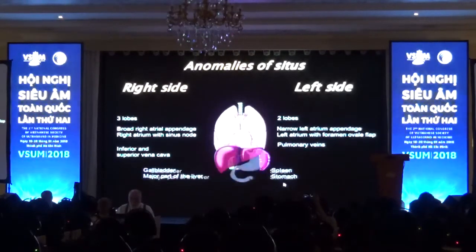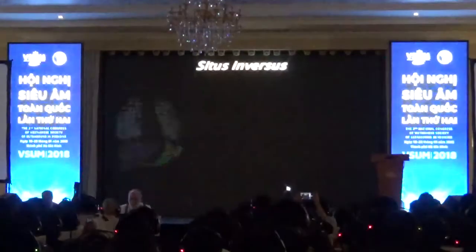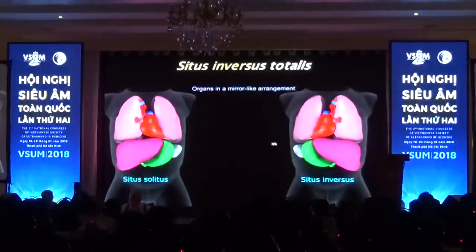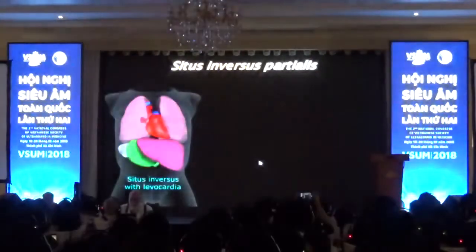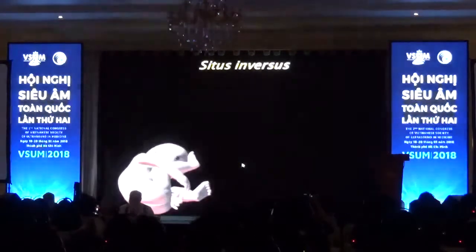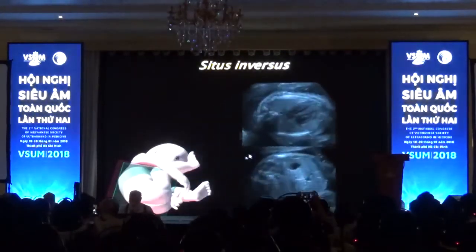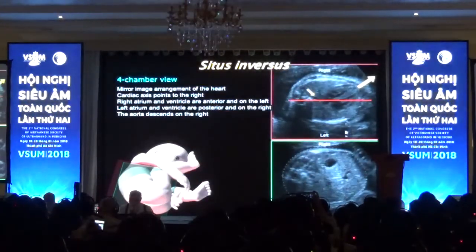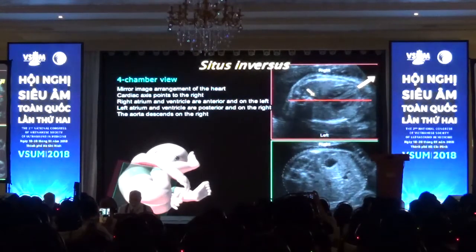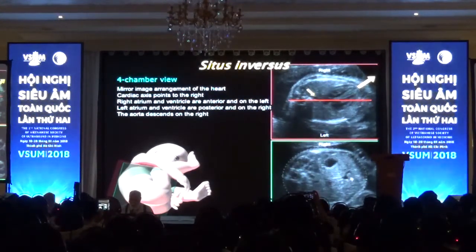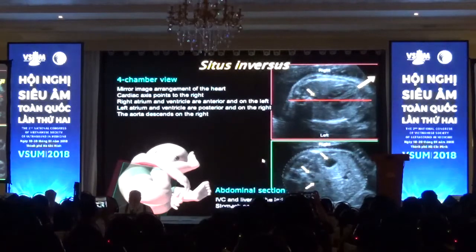There are some organs typically on the right, some organs typically on the left side. Now, in situs inversus, let me show you just some image. This is the typical image. You have apex of the heart and stomach that are both on the right side of the baby instead of being on the left side of the baby.